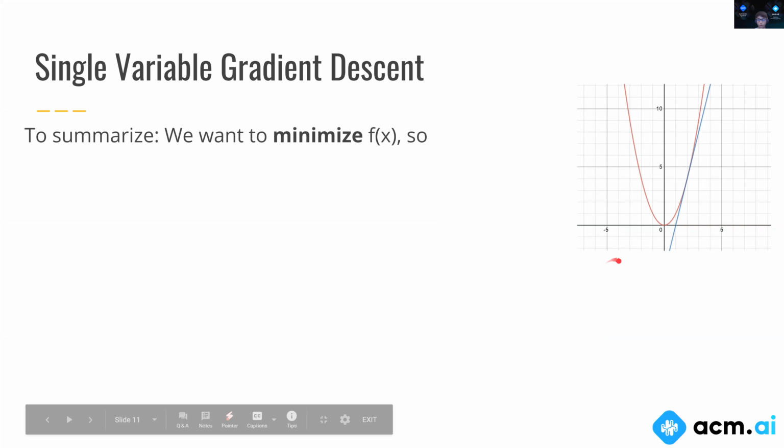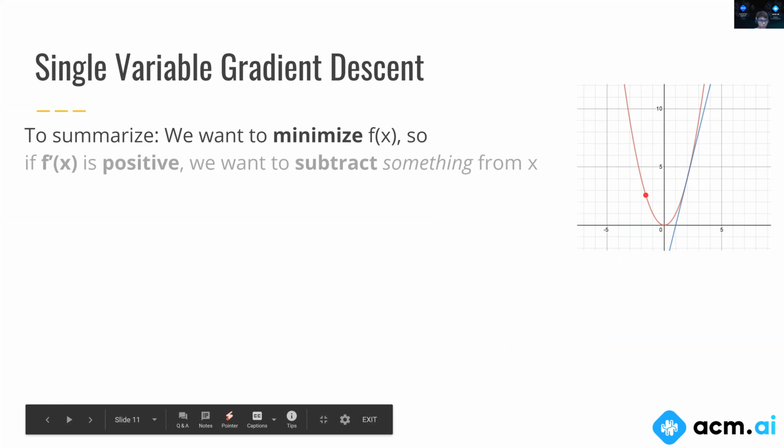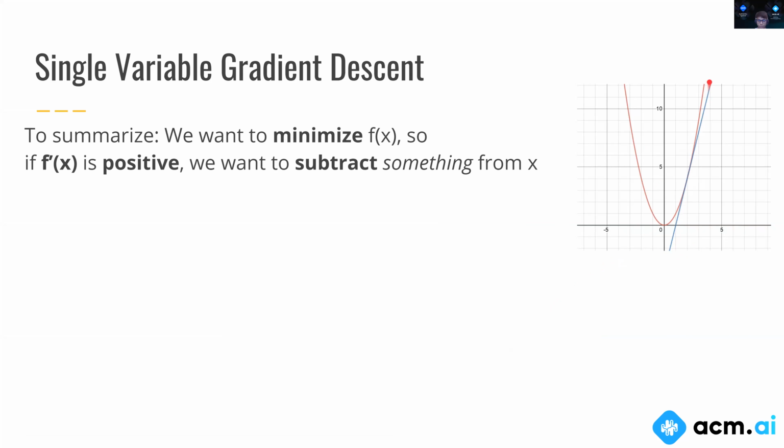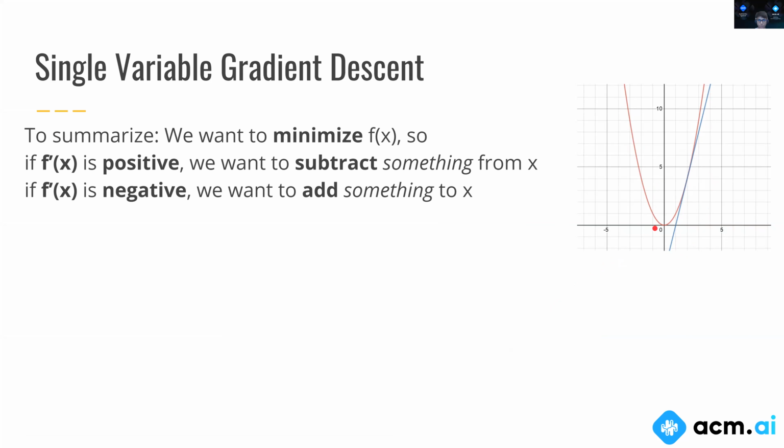So to repeat, we want to minimize f of x. So if f prime is positive, we subtract something from x. And if f prime of x is negative, we add something to x. Okay, so now I've been pretty ambiguous about what this something is, right? So let's try and think about it a little bit.